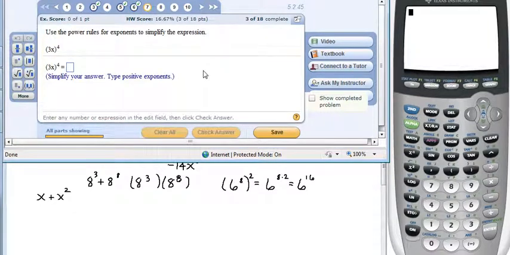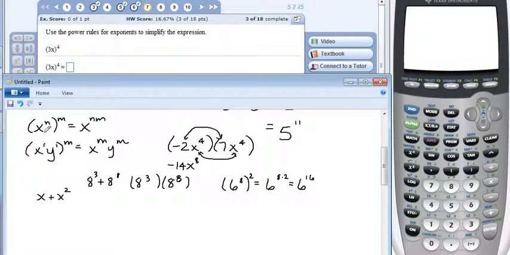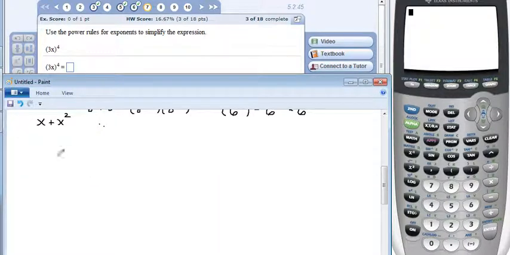Now this one's smaller. This one, we're going to use the combination of these two things, right? Powers of powers, but we have more than one thing in there. All right, so let's see. We've got 3x raised to the 4th power. I'm going to encourage you to put your powers on there.